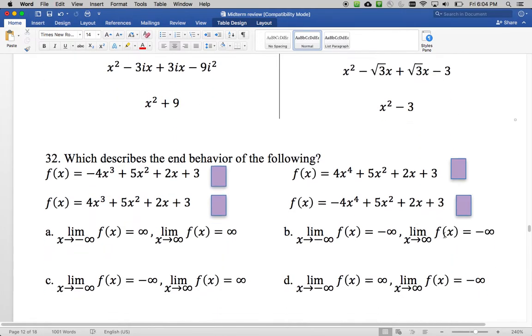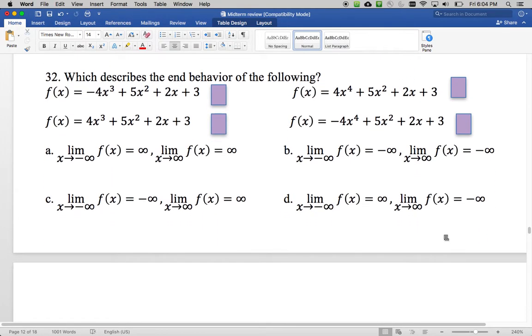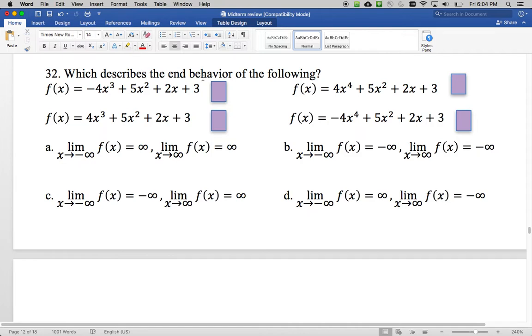All right, moving on. Oh, gosh. Okay. Which describes the end behavior of the following functions. These, you do not have to actually graph these polynomials to figure out what the left and the right side of the graph does. If you remember the rules, it all has to do with the sign of your leading coefficient, whether it's negative or positive, and your degree here.